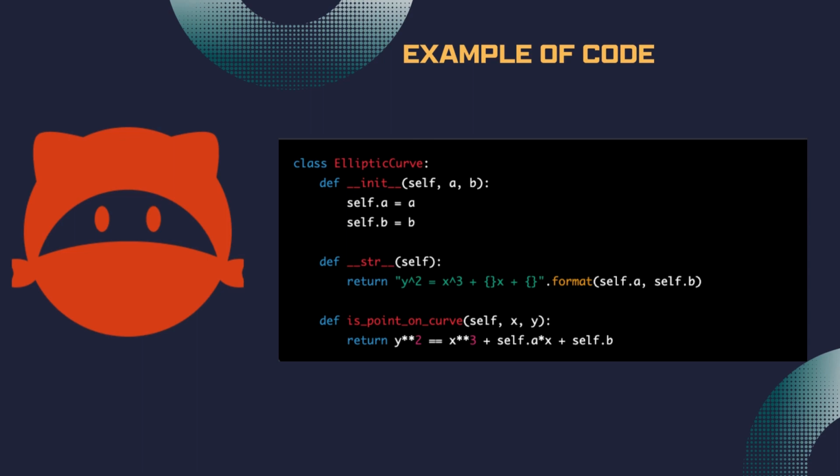The is_point_on_curve method checks if a given point x, y is on the curve by plugging in the values of x and y into the equation of the curve and verifying that the equation holds.